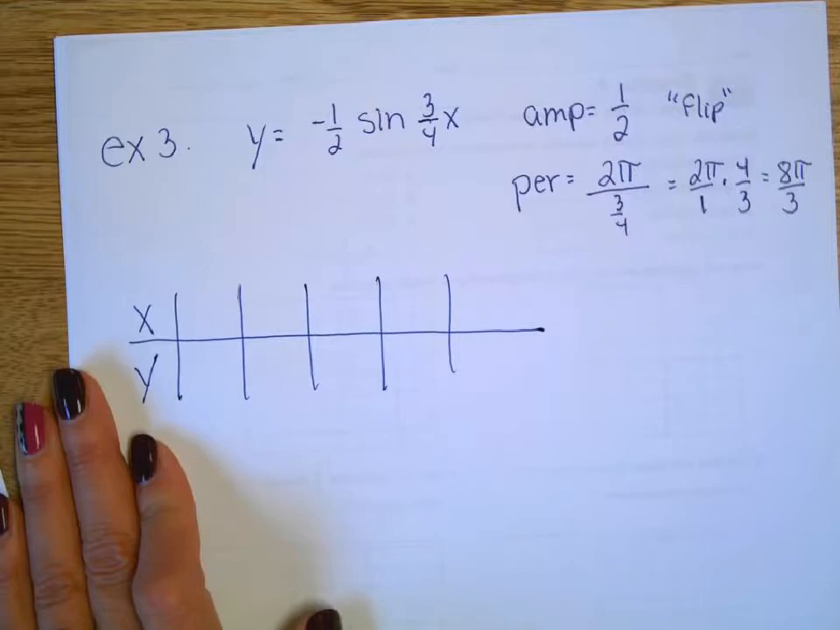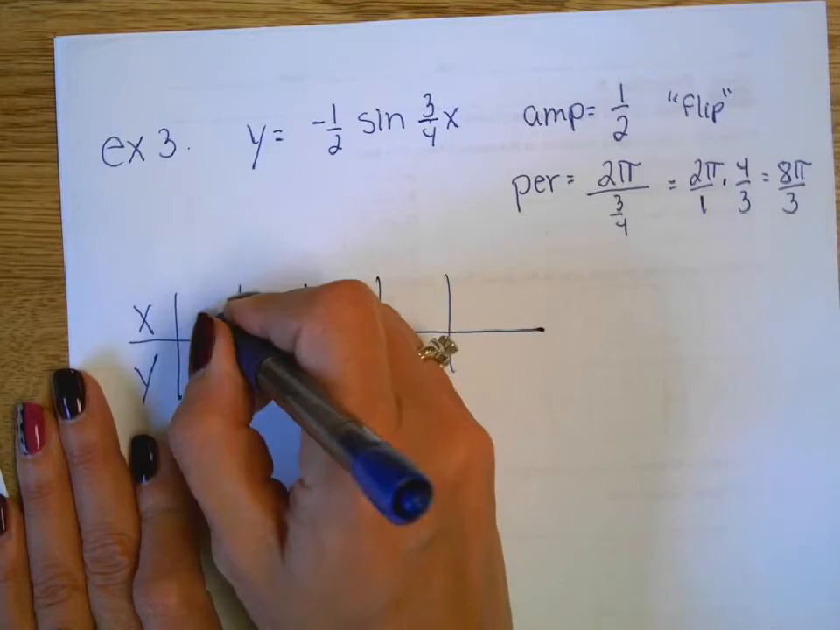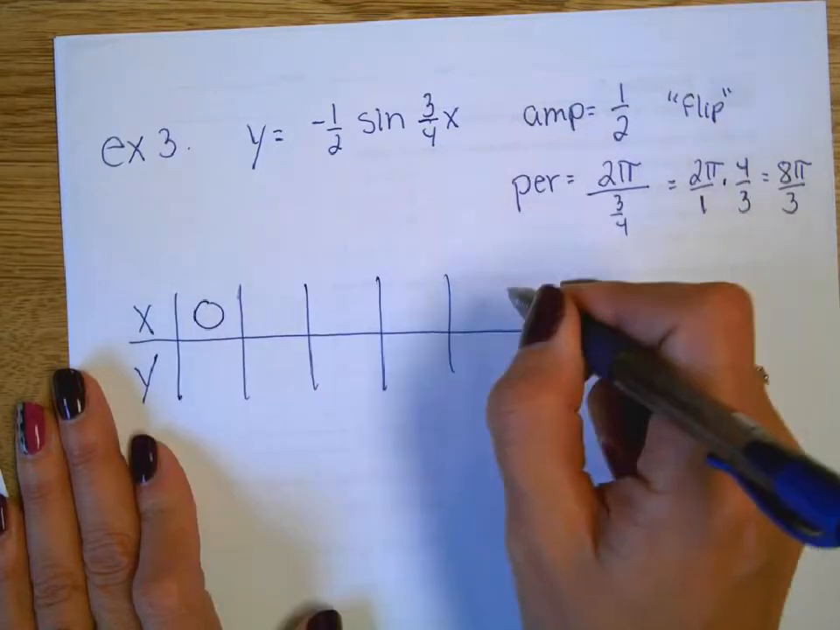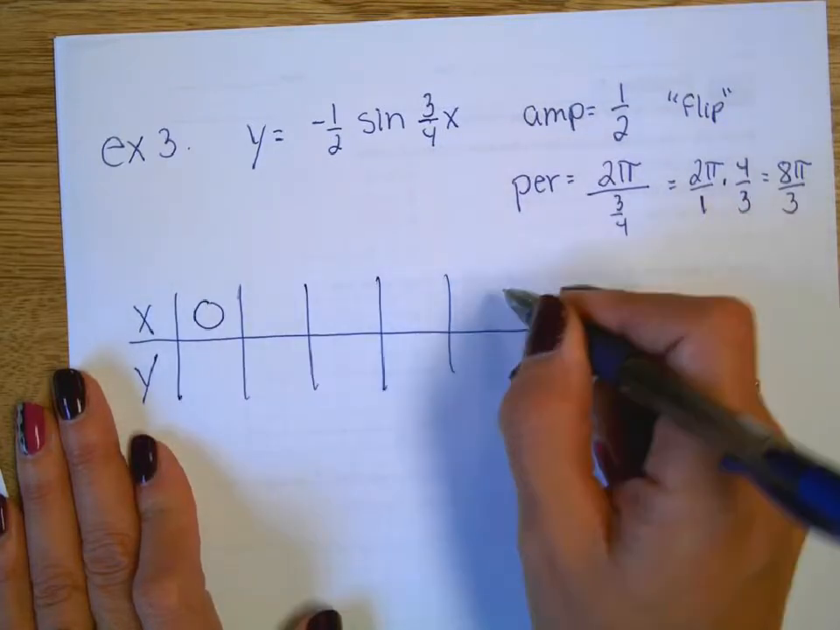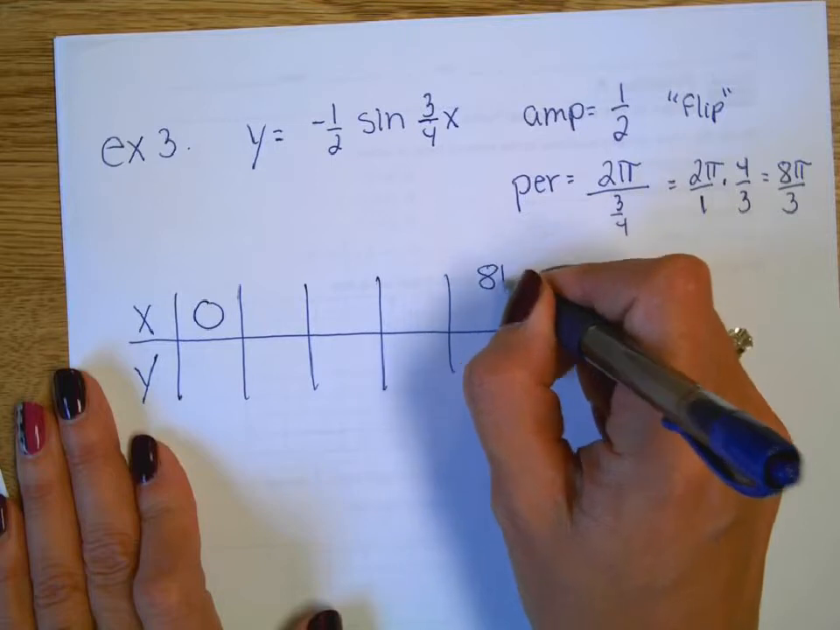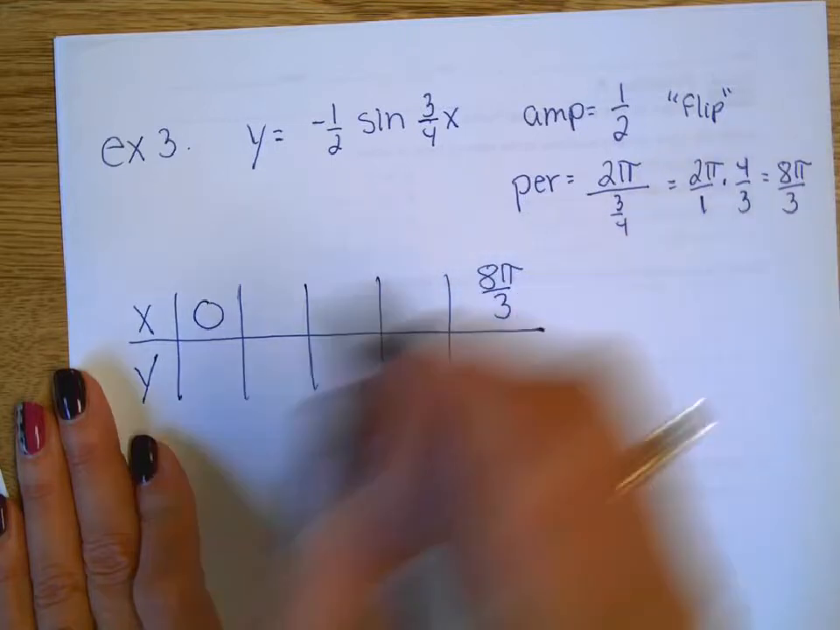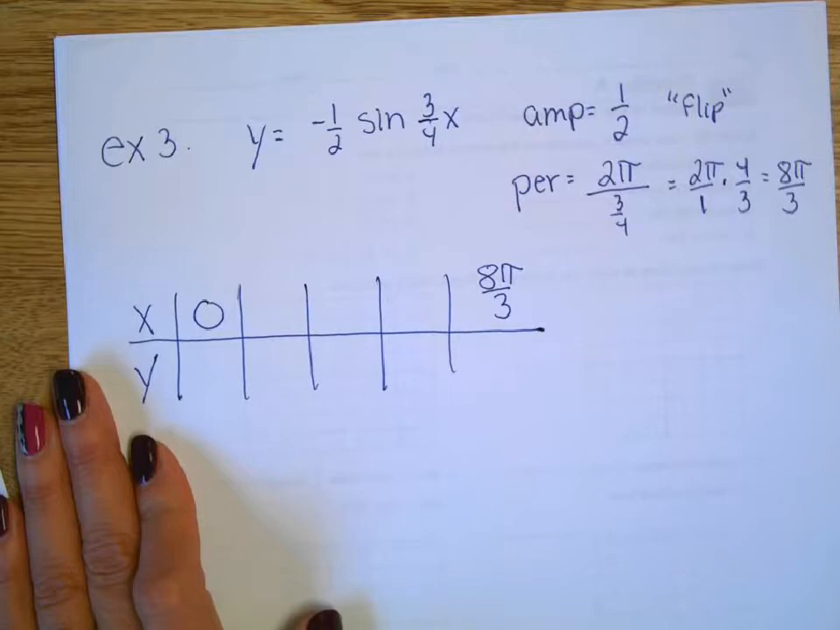All right, where are we starting this table at? 0. What's my last x value where it's going to complete? 8 pi over 3. You want to try those middle values on your own? Try the 3 middle values on your own, see what you come up with.